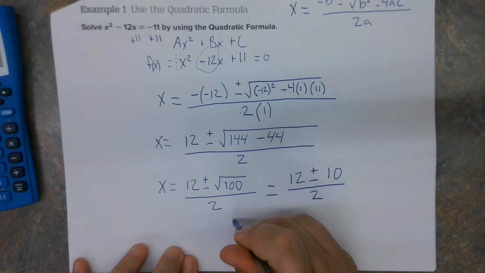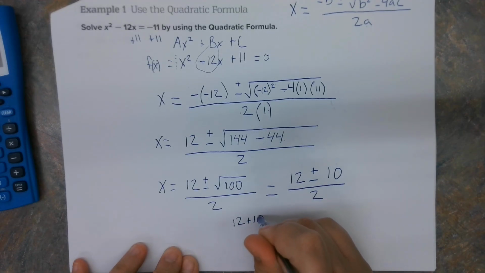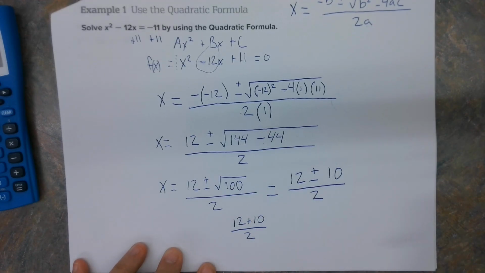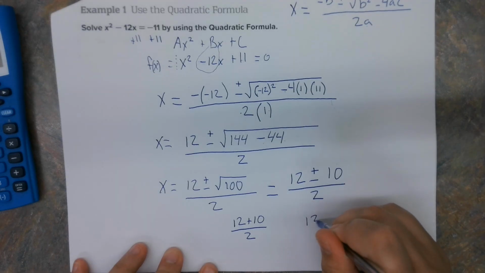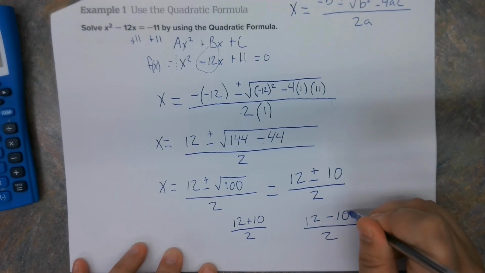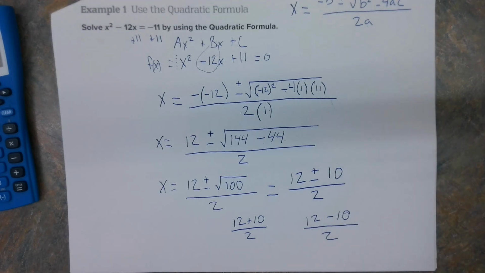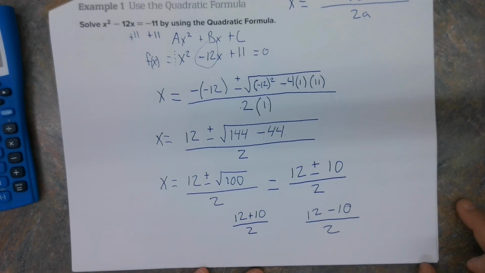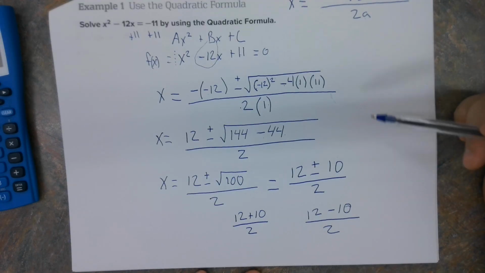I'm going to have 12 plus 10 divided by 2, and I'm going to have 12 minus 10 divided by 2. Because remember what the quadratic formula is doing is it's trying to get us our solutions, and our solutions are where the parabola, the U-shaped graph, crosses the x-axis.